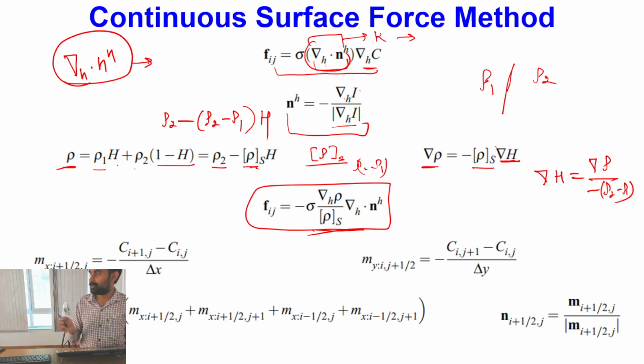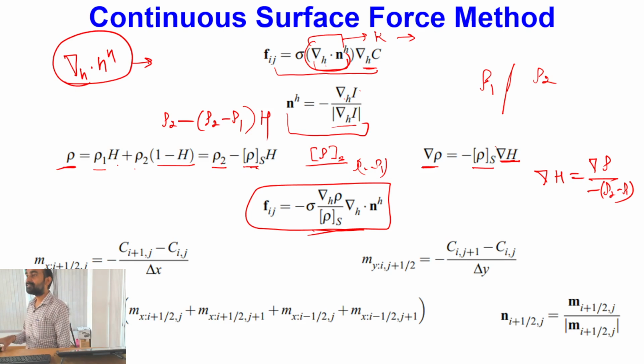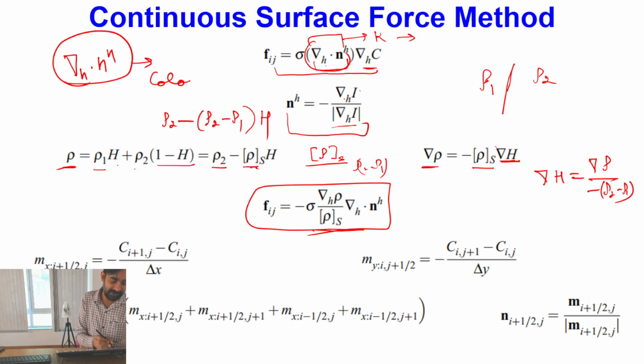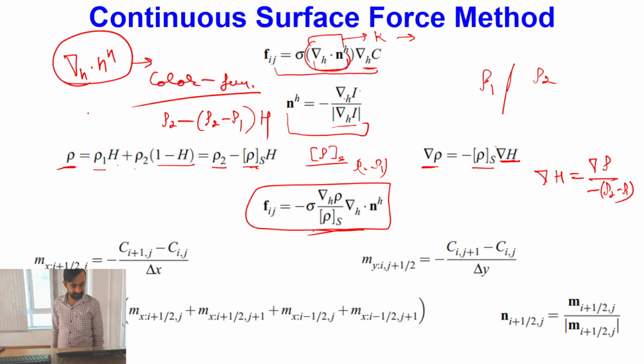With the help of what? The only parameter which we have available for specifying the interface is the color function. So this we need to calculate with the help of the color function. So let's see how to do this.